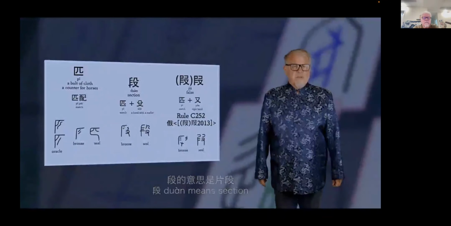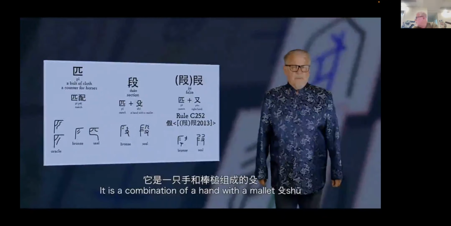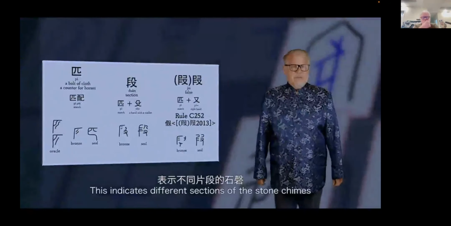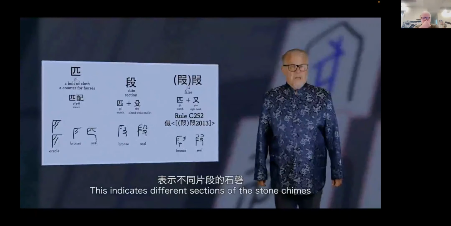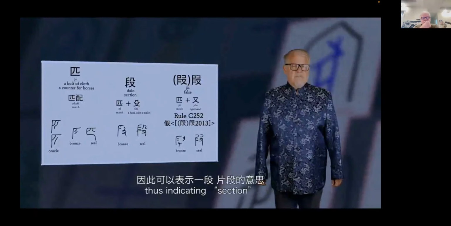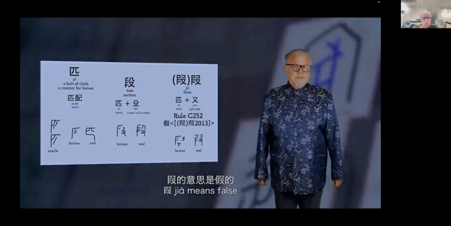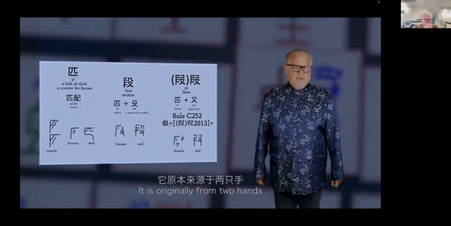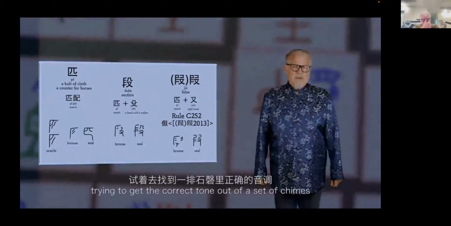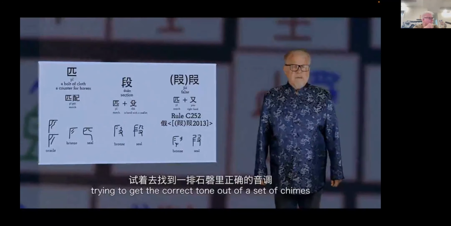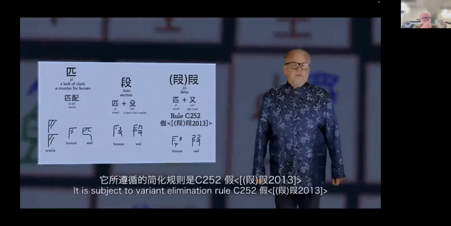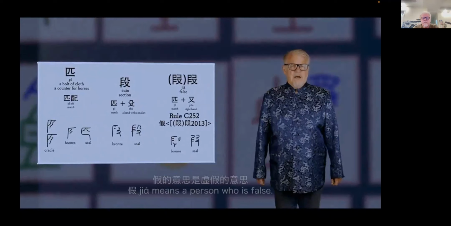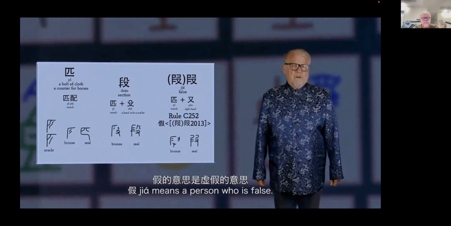Duan means section. It is a combination of a hand with a mallet, shu, and the remnant pi on the left. This indicates different sections of the stone chimes, thus indicating section. Jia means false, from music chime, pi, and right hand, yo. It is originally from two hands trying to get the correct tone out of a set of chimes. It is subject to variant elimination rule C252. Jia means a person who is false.